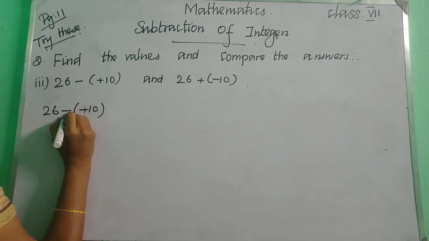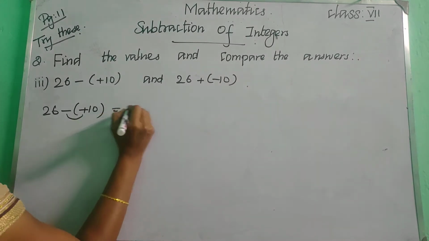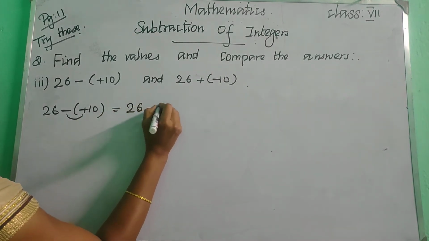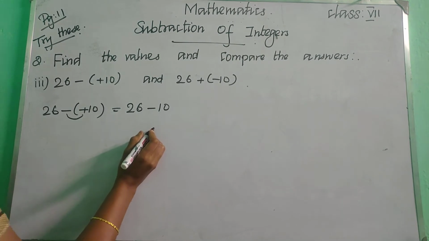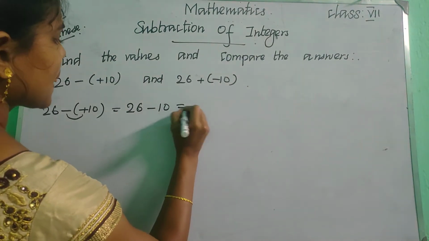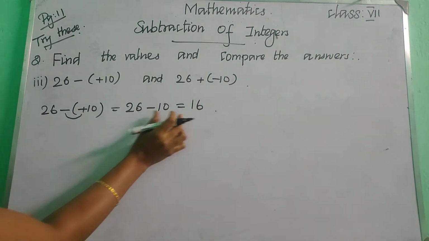So see, minus and plus, so we need to subtract, right? So we can write the question as 26 minus 10. So 26 minus 10, what will you get? So 16, is it? So 26 minus 10 is 16.